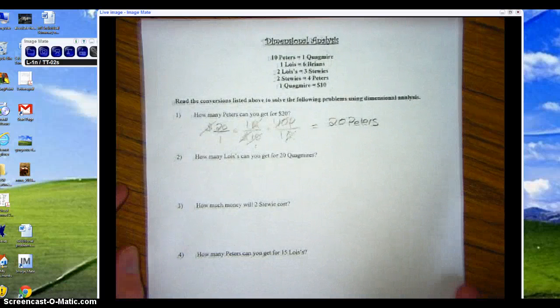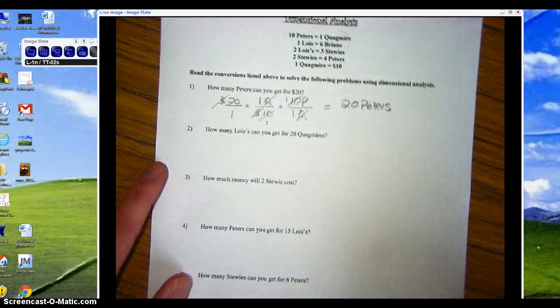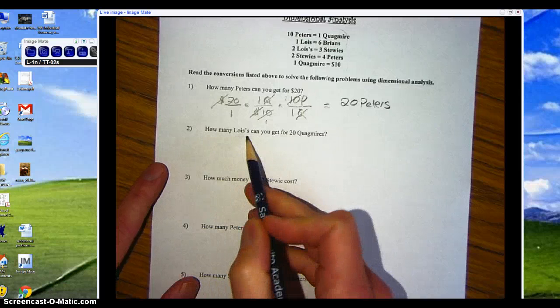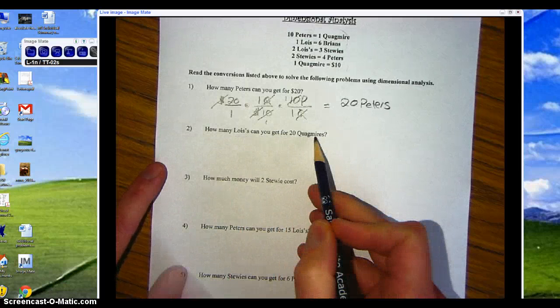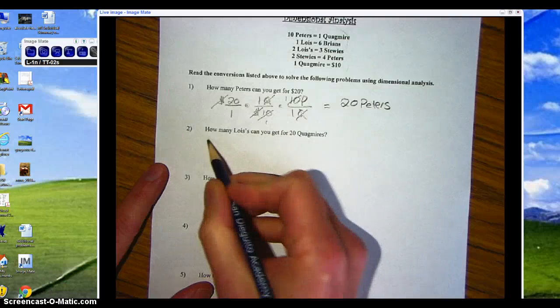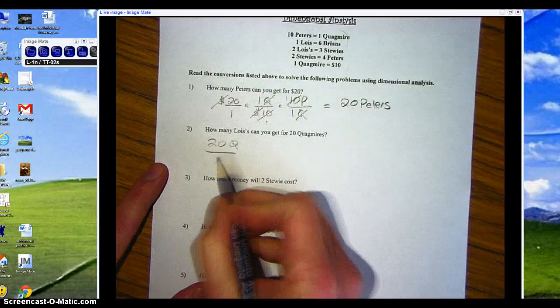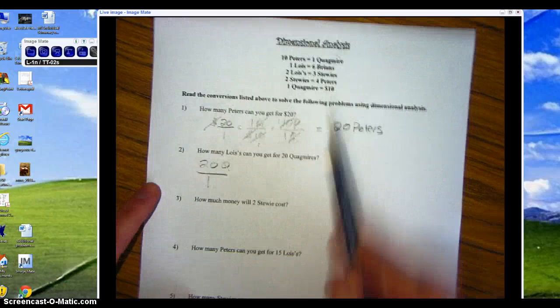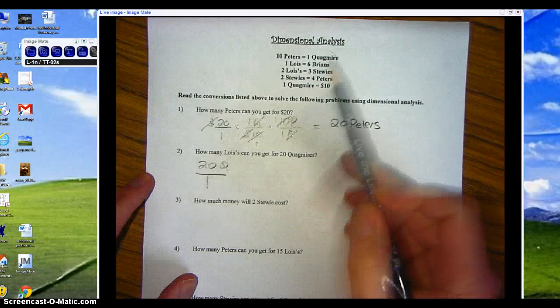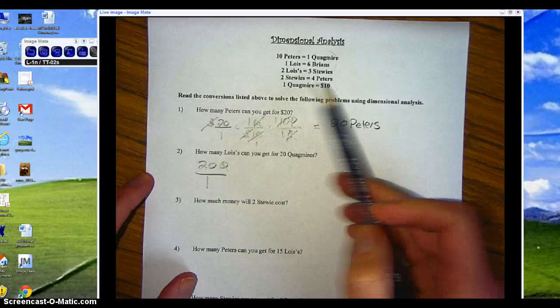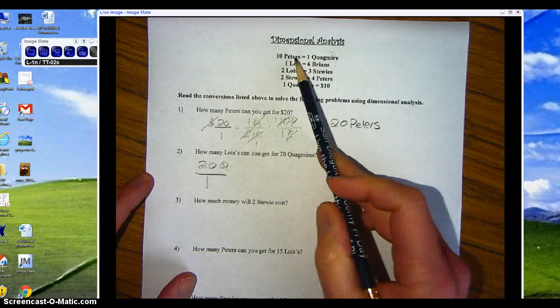Let's do problem number 2 together, and then the rest of these are going to be for you to finish. So I want to know how many Loises you can get for 20 Quagmires. So start with 20 Quagmires. Make it a fraction. Put it over 1. Look up here. What can you convert Quagmires into? You can either convert it into dollars or into Peters.